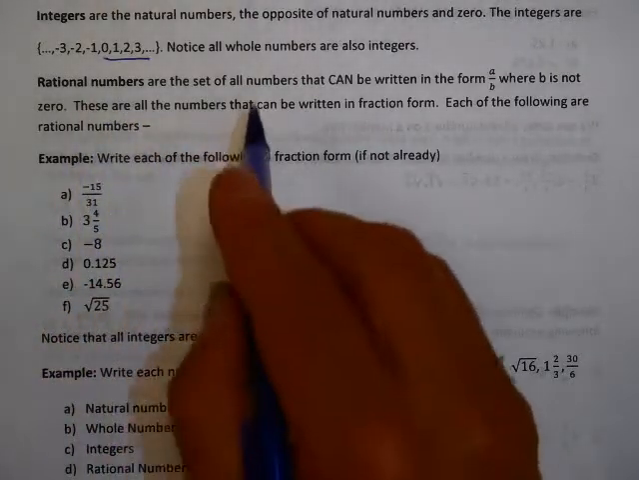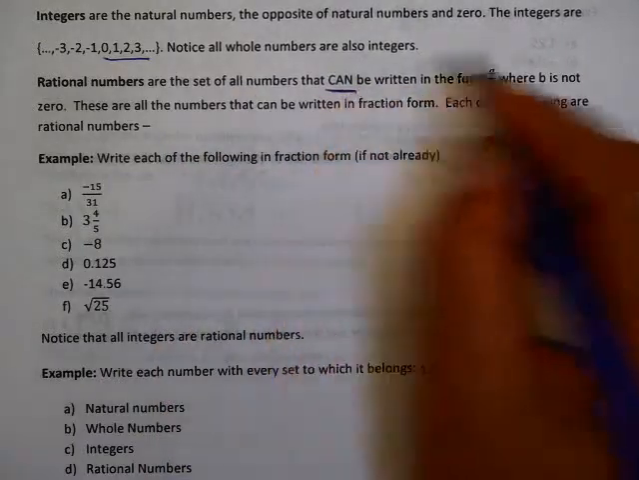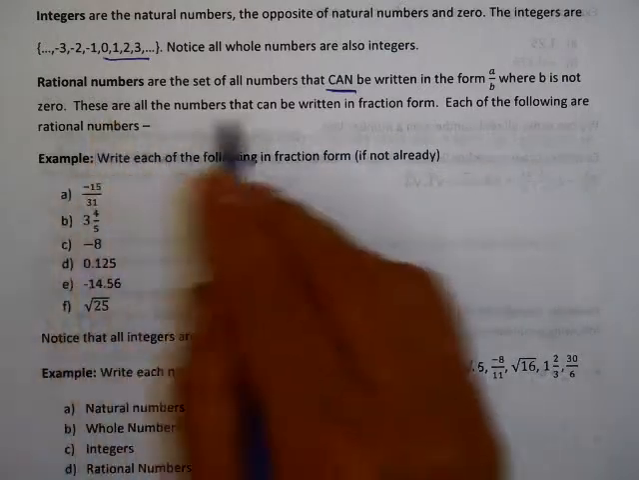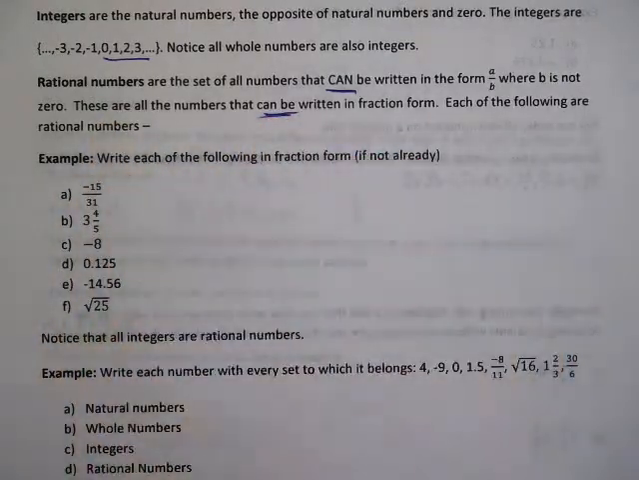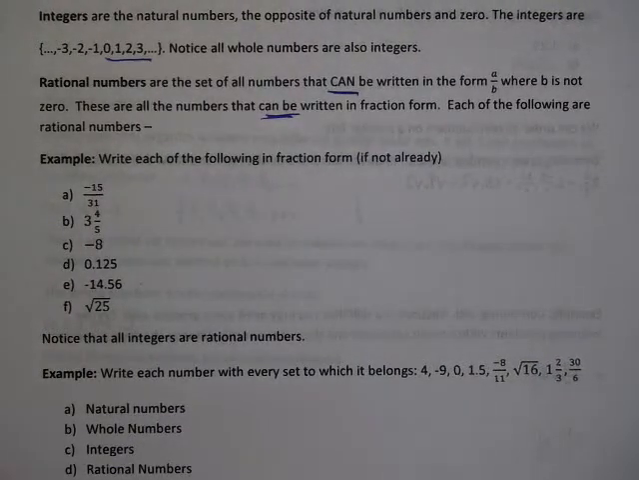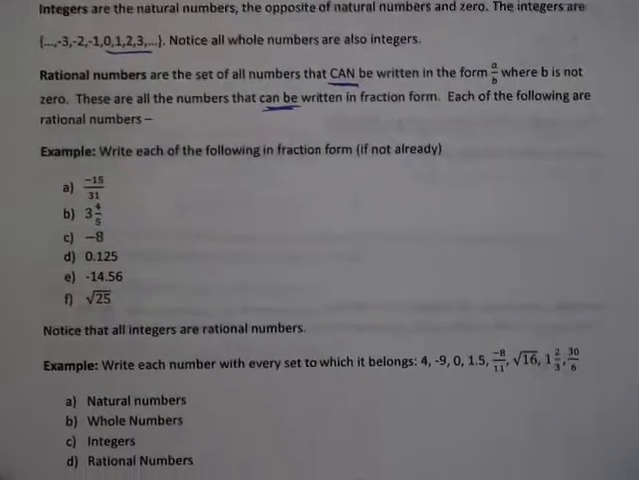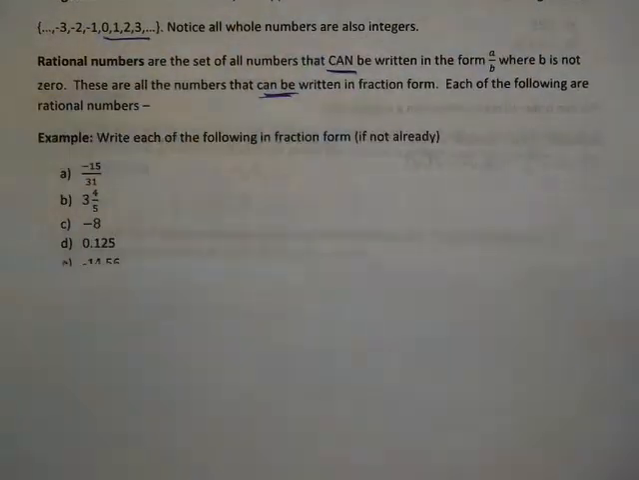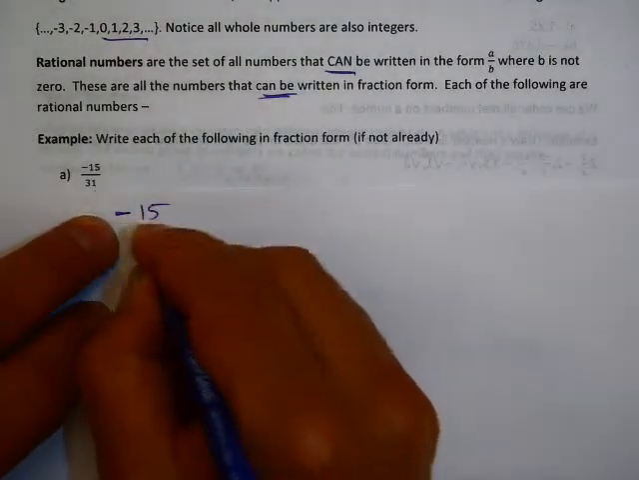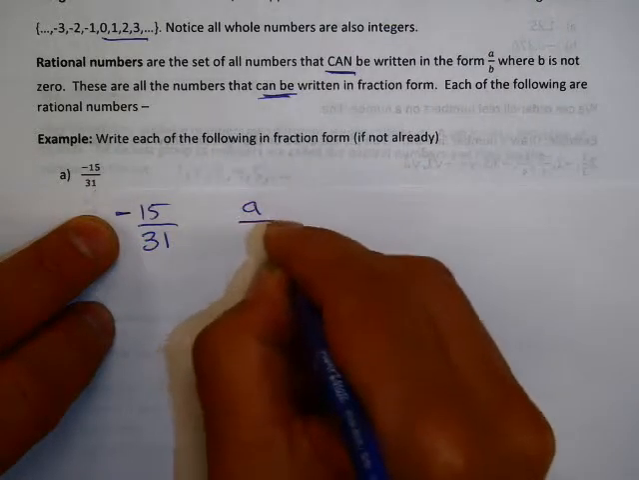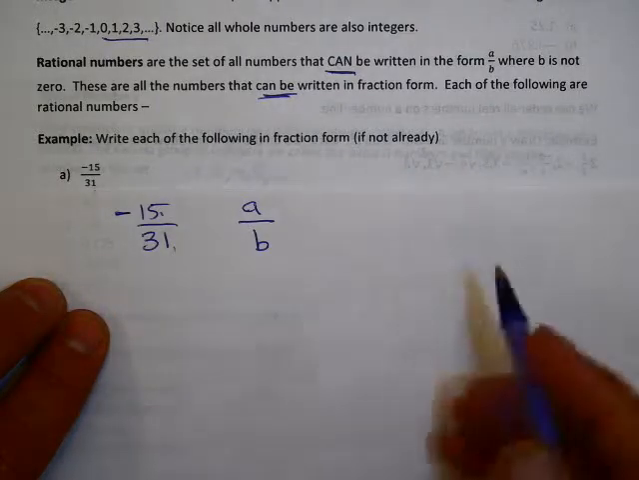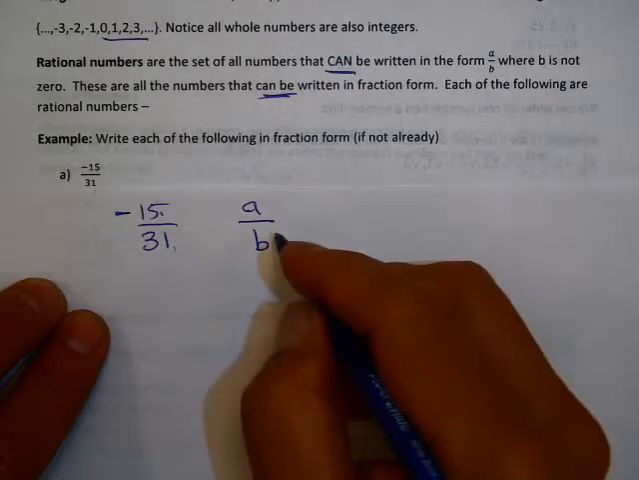The rational numbers are all numbers that can be written in the form a over b, where b is not 0. These are all the numbers that can be written in fraction form. Let's look at some examples of fractions. Here's a fraction, negative 15 over 31. Well, certainly negative 15 over 31 is written in the form a over b, where b is not 0, a being negative 15 and b being 31. So that is definitely a rational number.